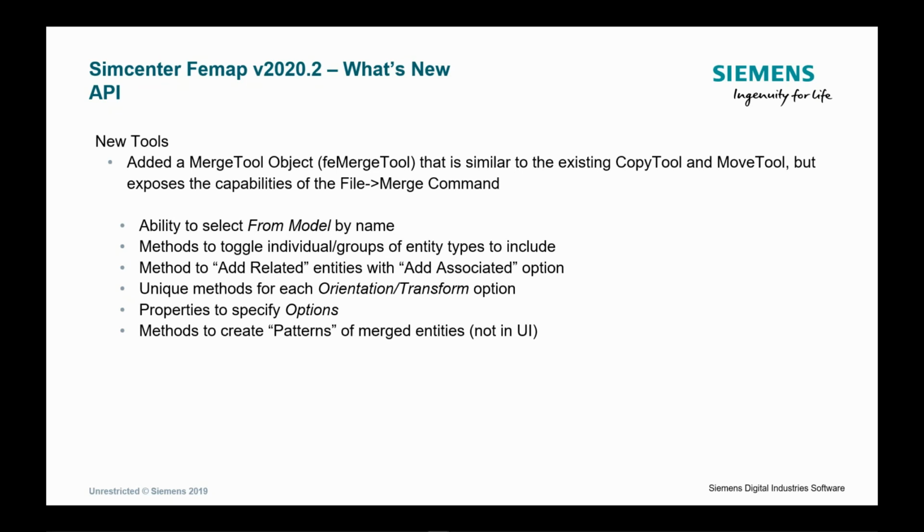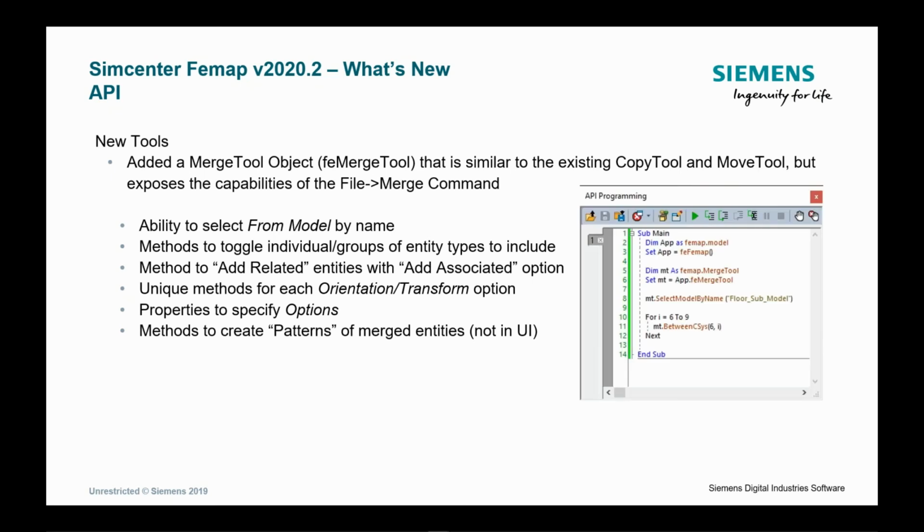So you can select from model by name, you can toggle individual groups of entities, add related, add associated, and then they do have a note here. You can create patterns of merged entities, which it doesn't look like is an option in the UI, but that could probably be helpful, and that's probably in the release notes if anyone's interested. Yeah, and here's a quick example of the merge tool.